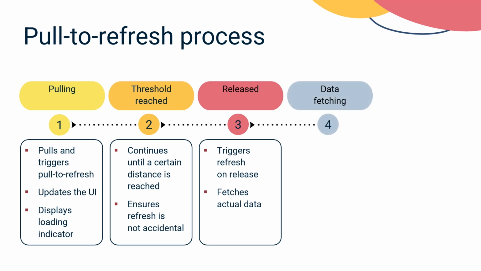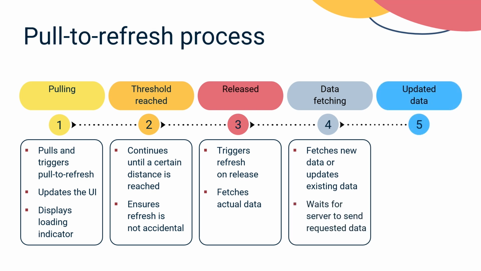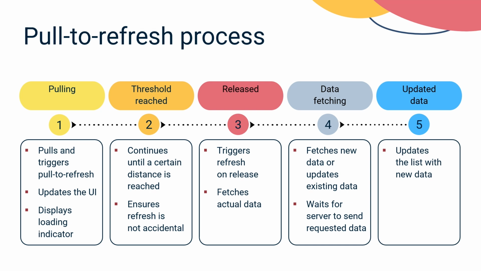Data fetching: the app fetches new data from the server or updates the existing data asynchronously, meaning that the data fetching happens in the background. The app does not freeze or stop responding while it waits for the server to send the requested data. Updated data: the app updates the list with the new data, and the loading indicator is hidden.